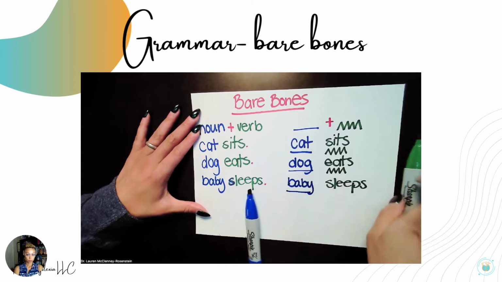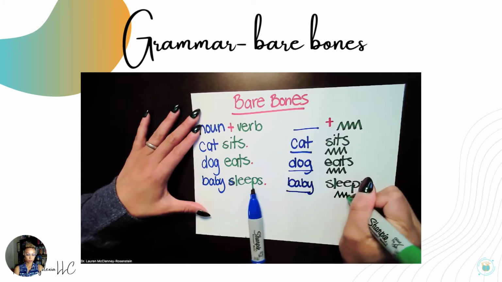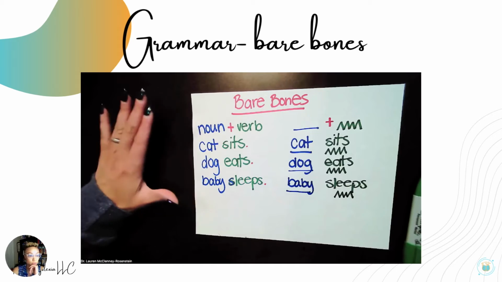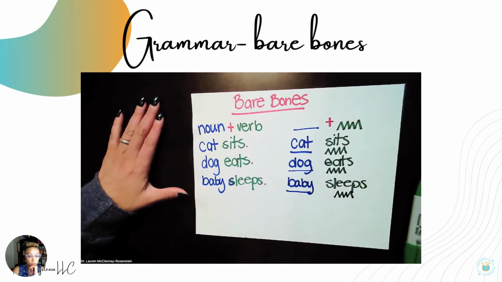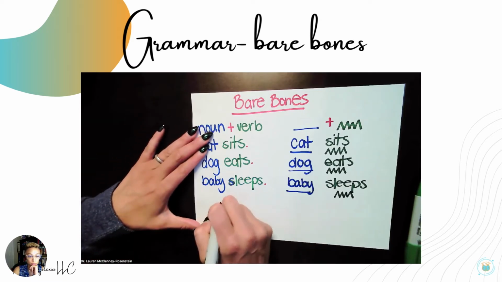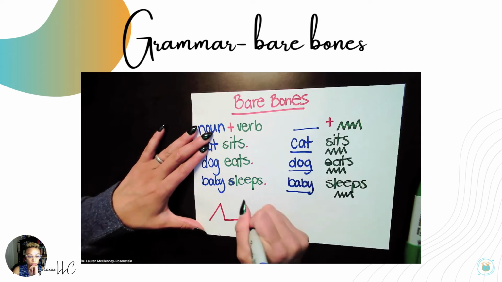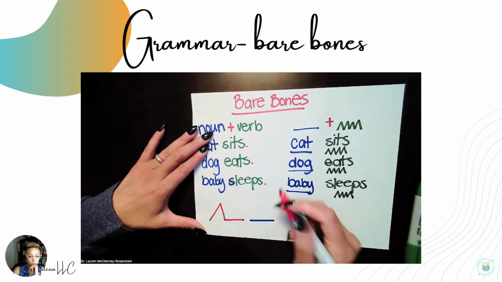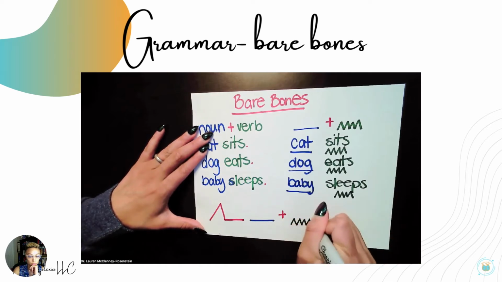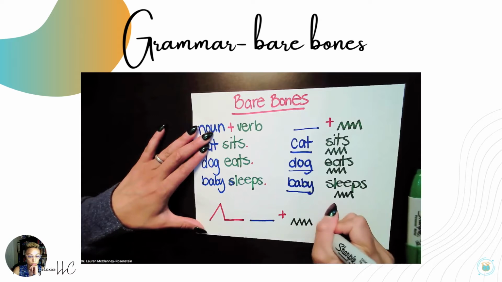Underline our noun. Do our 4 humps for our verb. Now, if we want to demonstrate very early on, which we do, punctuation and capitalization, here's what it would look like. This is the frame: noun plus verb. 1, 2, 3, 4 humps, period.